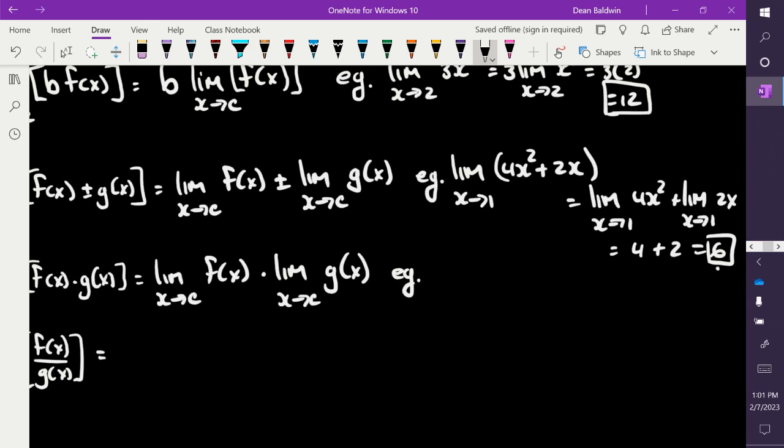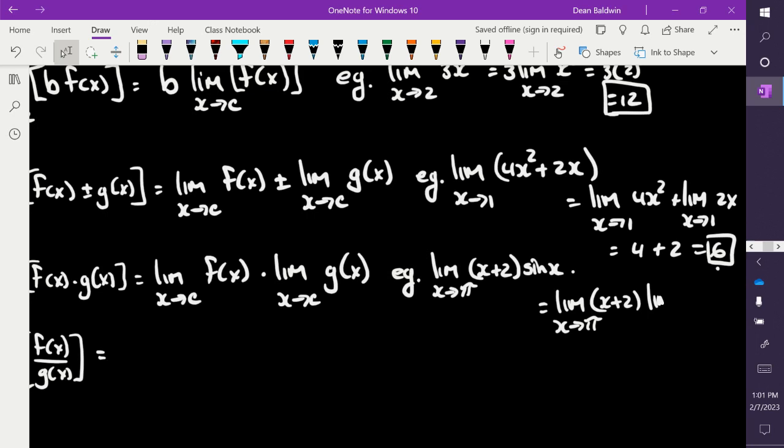So if I have, I don't know, the limit as x goes to pi of x plus 2 times sine x, some sort of weird function, I can break that into the limit as x goes to pi of x plus 2 times the limit as x goes to pi of sine x.